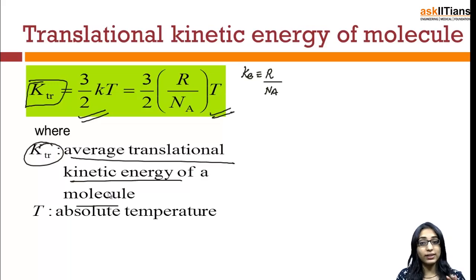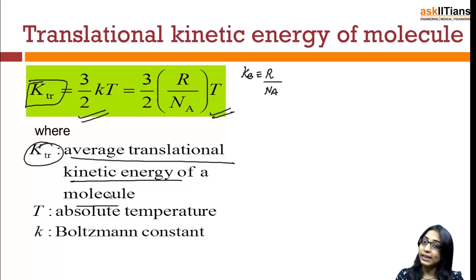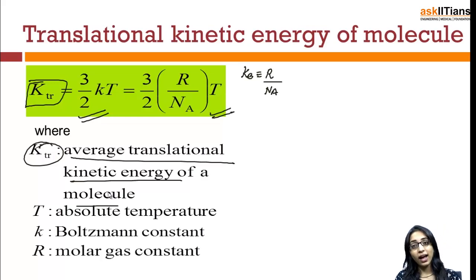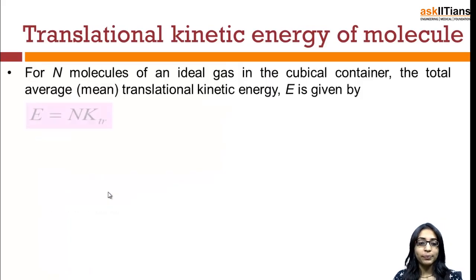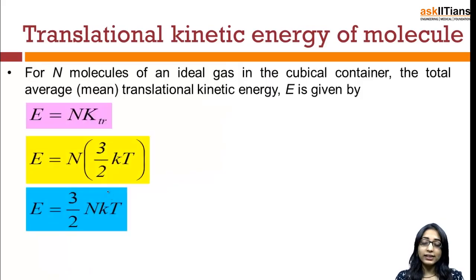In this formula, T is the absolute temperature, kB is the Boltzmann constant, and R is the molar gas constant or the universal gas constant, which we have discussed in the previous slides. And Na, as we know, is the Avogadro's constant. So let's study a little more detail about this particular formula.